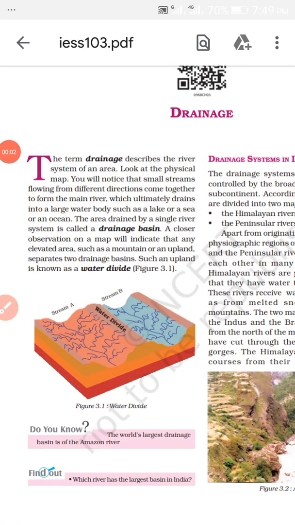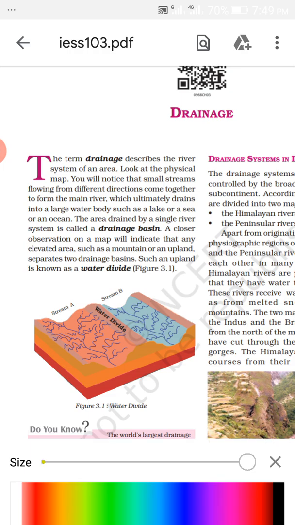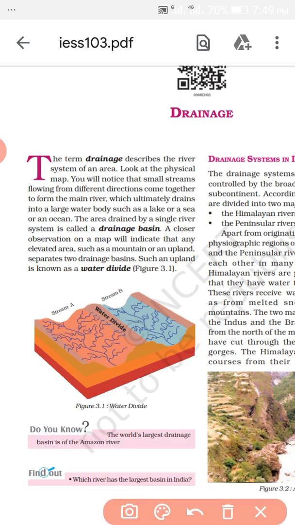Namaste students. Today we will start the third chapter of geography, and it is drainage. Drainage is important for the whole world, and the term drainage describes the river system. You have seen small streams flowing from different directions as they come together and form the major rivers.